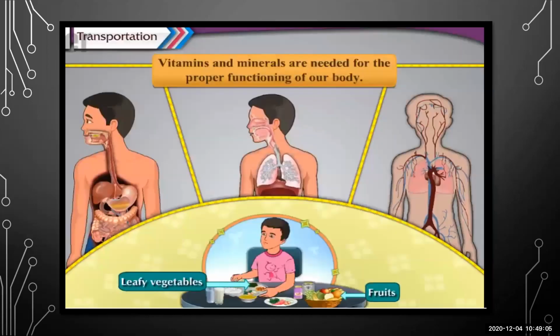Now, for the proper functioning of the body, we need vitamins and minerals, which we can obtain from the fruits and vegetables we consume. So whatever vitamins and minerals are required by our body, from where do we get them? We get them from the leafy vegetables or fruits, whatever food we are eating, which help the body function properly. So vitamins and minerals are needed for the proper functioning of our body, and we get them from the leafy vegetables and fruits which we consume.